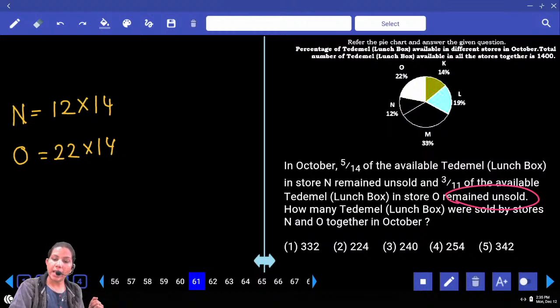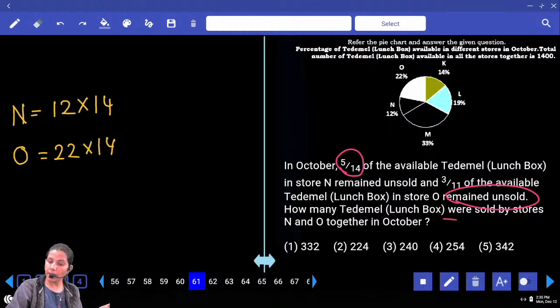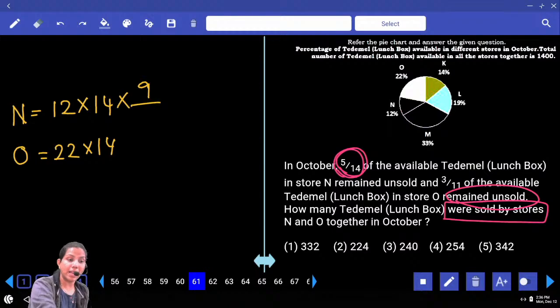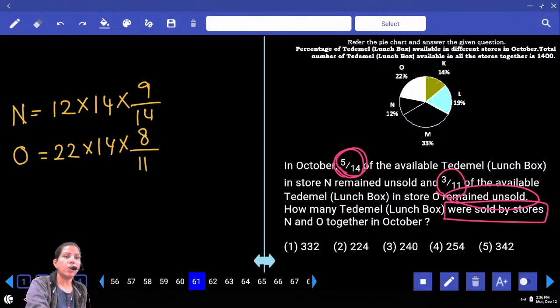5/14 ఆఫ్ N sold or unsold? 5/14 available store N remained unsold or sold? Unsold. క్వశ్చన్లో నిన్ను కనుక్కోమంది ఏంటి? Sold. Unsold information is given, then find the sold. 5/14 are unsold, then sold is equal to 9/14. Next, O 3/11 were unsold, then sold is equal to 8/11. Then find out these values.